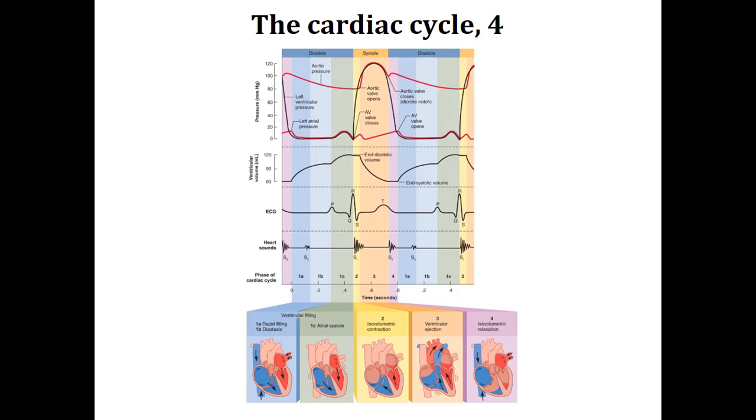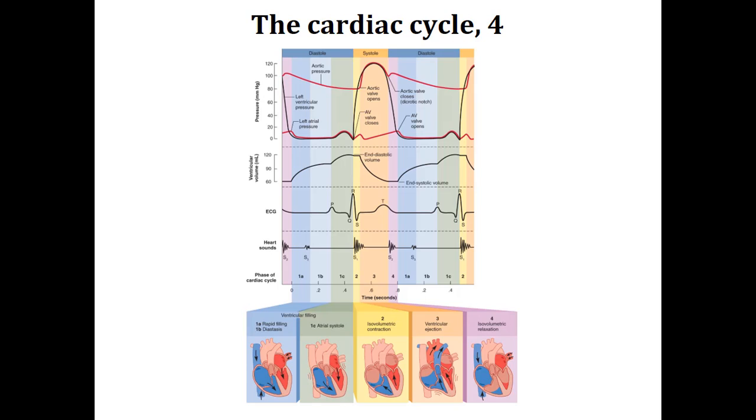contract and the valve is closed, but then the valve opens and the pressure goes down after the ejection. So at the beginning of the diastole, the pressure is going to go down, both in the aorta and in the ventricles, because you've just ejected all that blood from the ventricles into the aorta. So that's what's happening with the pressure.